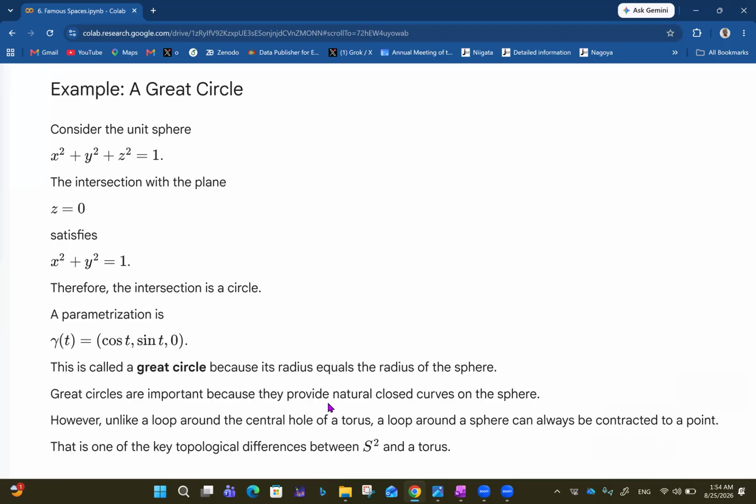Great circles are important because they provide natural closed curves on the sphere. However, unlike a loop around the central hole of a torus, a loop on the sphere can always be contracted to a point. This is one of the key topological differences between S² and a torus, that is, between a sphere and a torus.